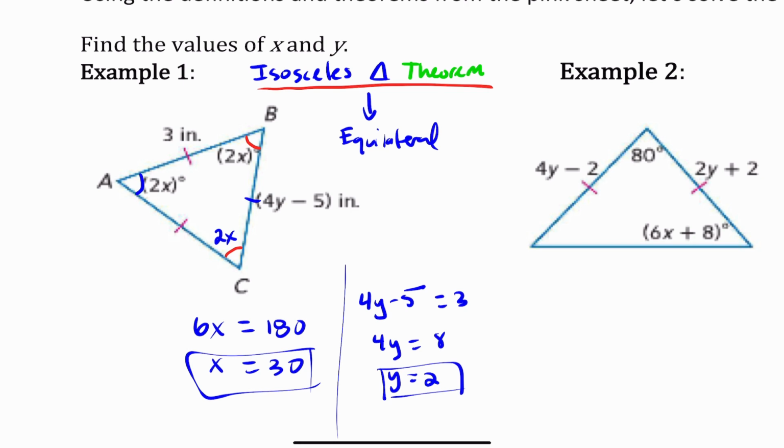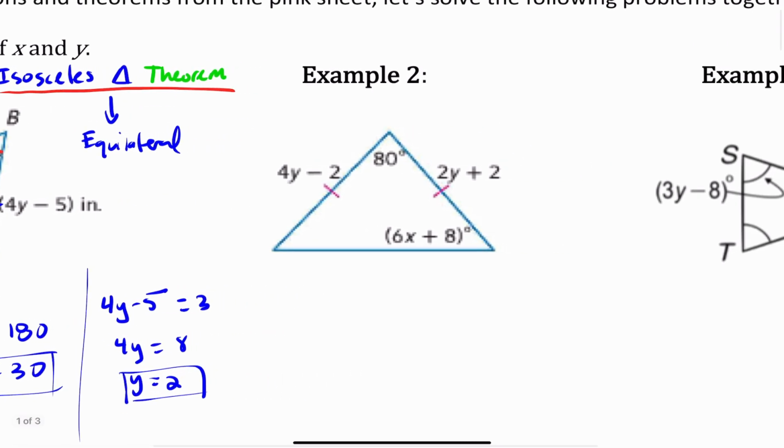Example 2. I can see that this is an isosceles triangle, because you can see the two tick marks. By the isosceles triangle theorem, which we've already seen, angles opposite to those sides are congruent. So this angle is opposite to this congruent side, and this angle has to be opposite to this congruent side. So I can go ahead and mark my picture.